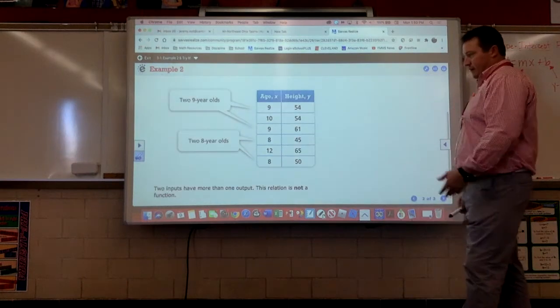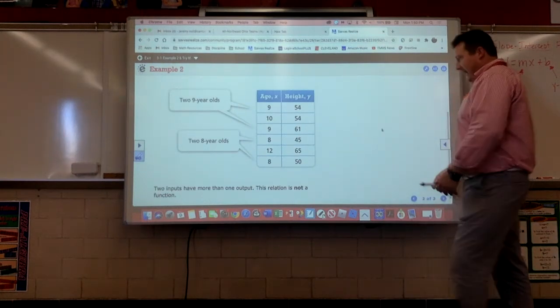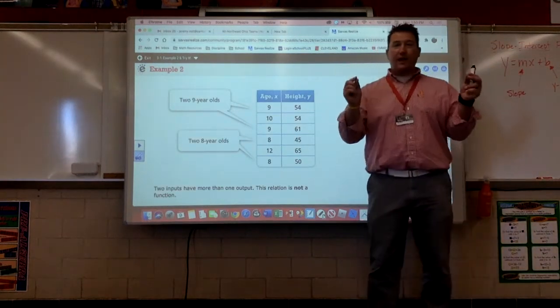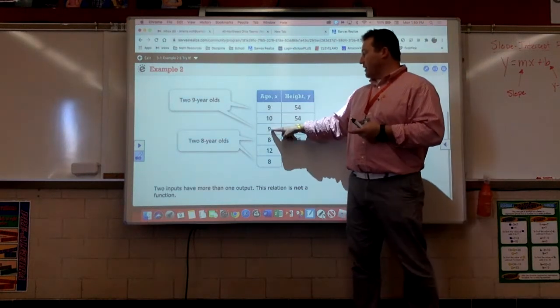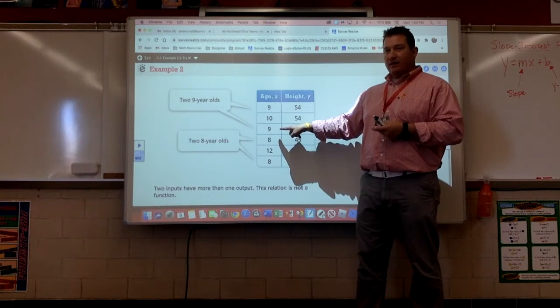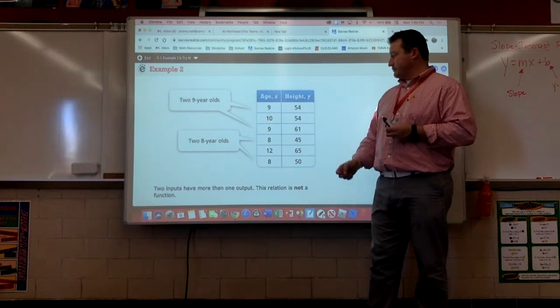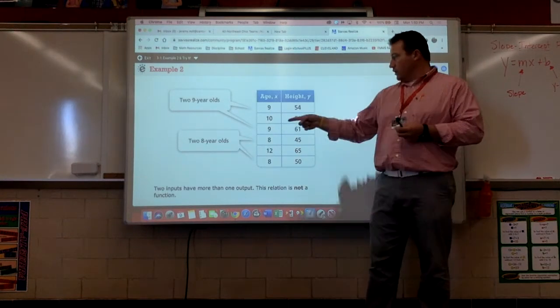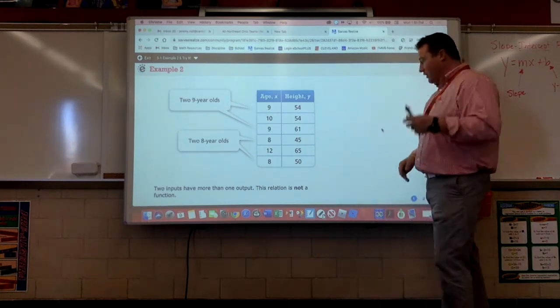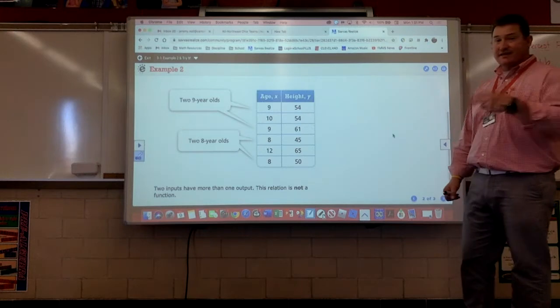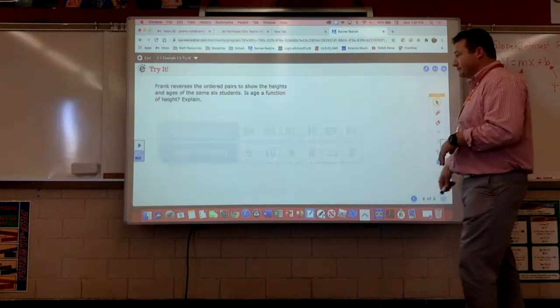And they'll go on to tell you about this. There it is. 2 inputs have more than one output. Again, remember what we said. Each input has exactly one output. Well, if we're talking about the input of 9, how many outputs does it have? 2, right? It's got 54 and it has 61. It doesn't have exactly 1. It has exactly 2 in this case, and you don't get to be a function.